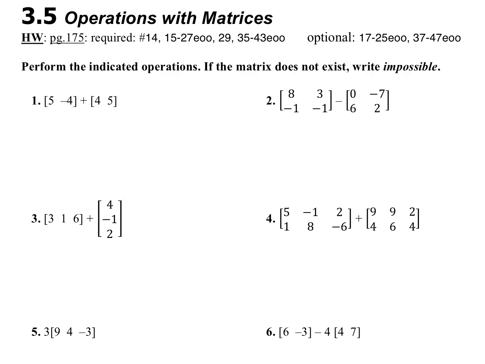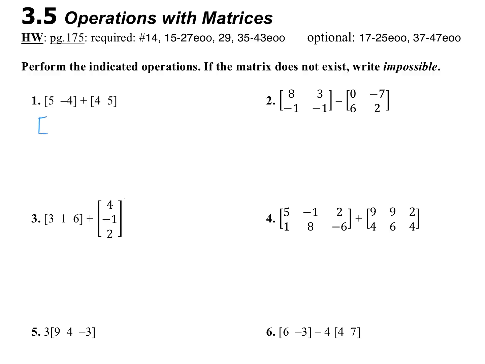In lesson 3.5, we are learning about addition, subtraction, and scalar multiplication of matrices. All right, so these operations are a lot easier than multiplying matrices. With addition and subtraction, you just add or subtract the numbers in the corresponding locations.